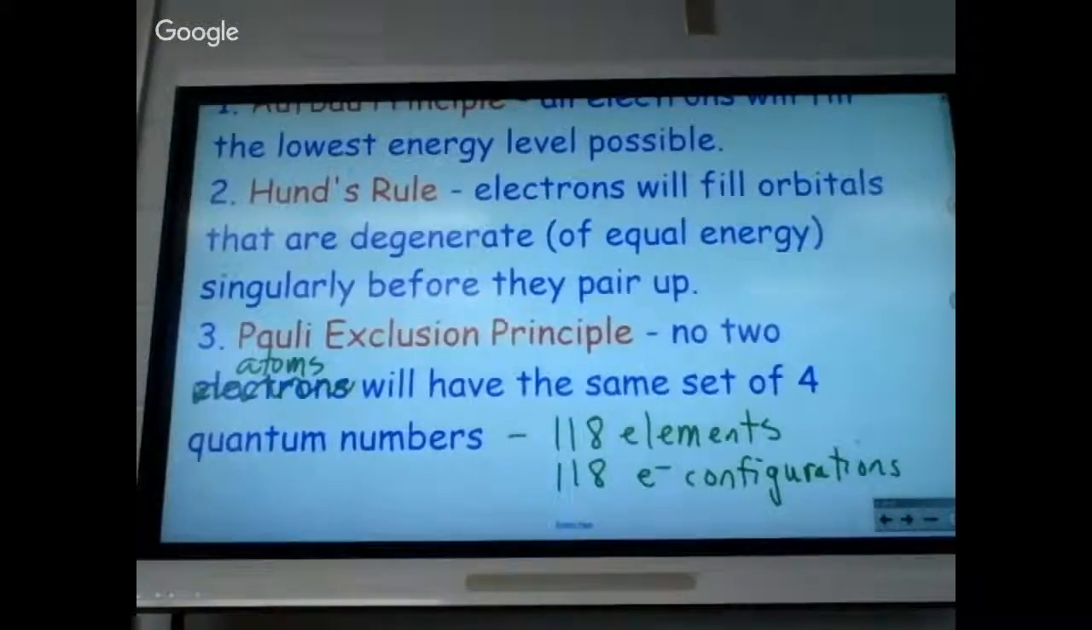All right, so if there are 118 elements, can they have the same address? No. They can't have the same address, or they're going to be the same element. So if they have different addresses, that means we have to be able to draw different electron configurations. Because when we're drawing the electron configurations, we're showing where the electrons live. That's the point of the electron configuration. It's a map of where the electrons are.